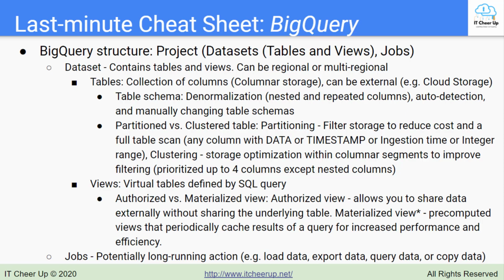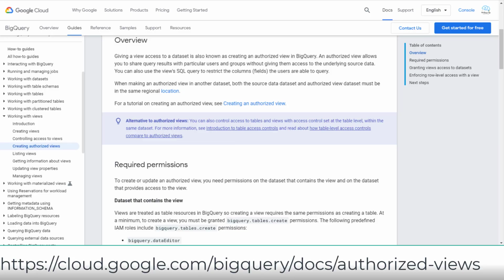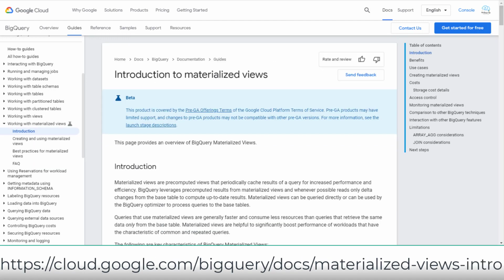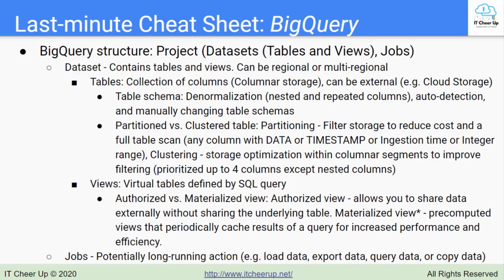Views are virtual tables defined by a SQL query. I only point out the authorized view for the exam. The authorized view allows you to share data externally without sharing the underlying tables. Materialized view is a pre-GA feature at the time of recording this video. It is a precomputed view that periodically caches results of a query for increased performance and efficiency.